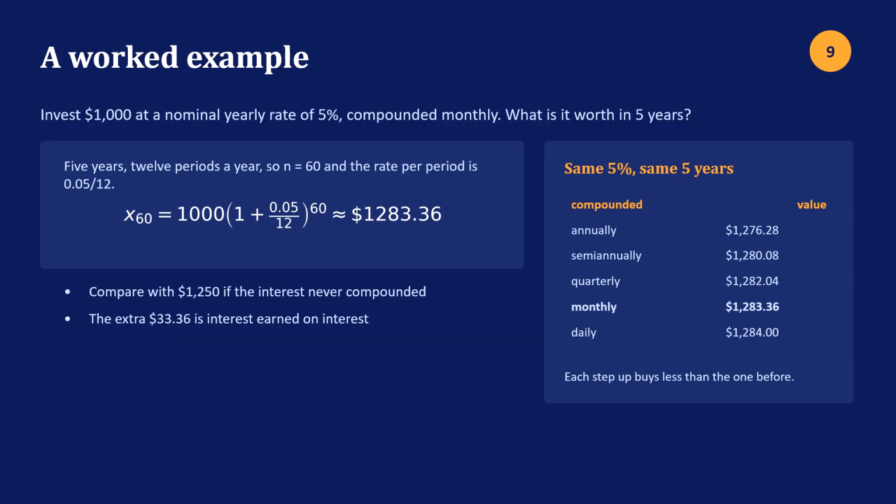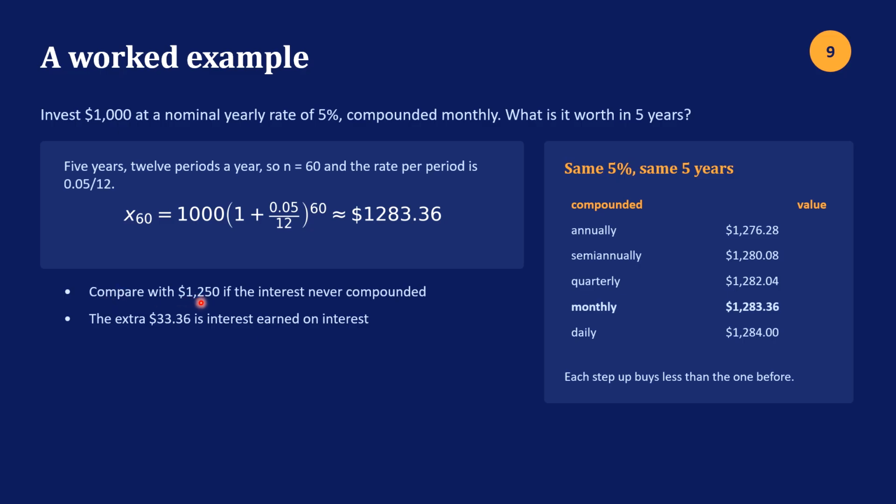I have an example concerning compound interest. So we have $1,000 at a nominal yearly rate of 5% compounded monthly. What is it worth in 5 years? So 5 years, 12 periods a year, so N is 60. The rate per period is 0.05 divided by 12. The initial principal is 1,000, and we need to raise this to 60, so you need a calculator to do that. And you get $1,283.36.